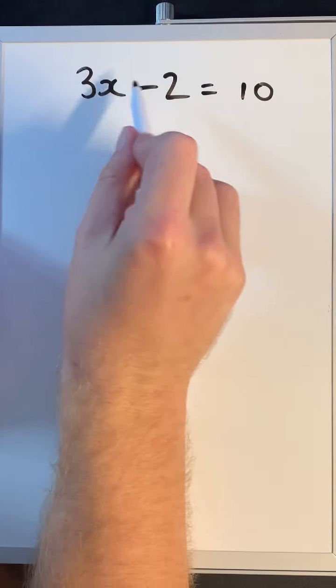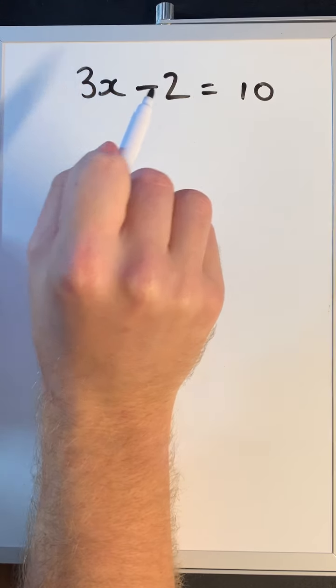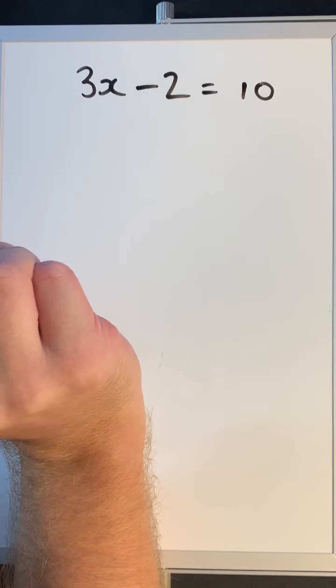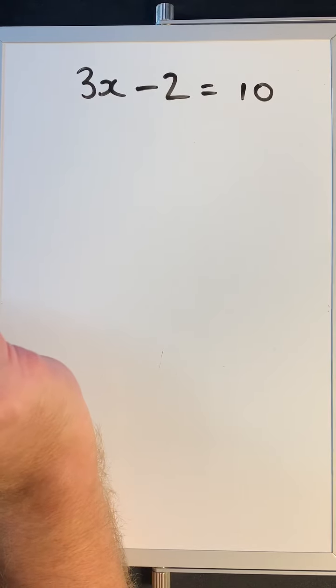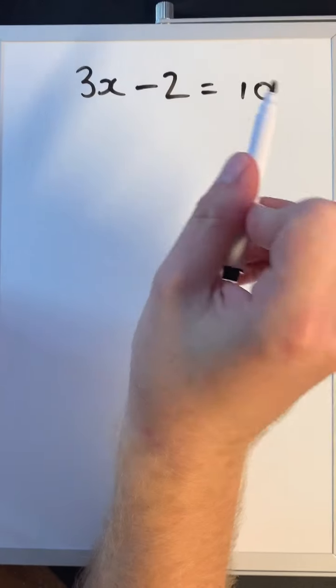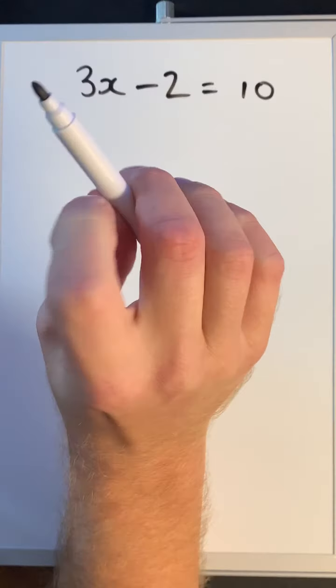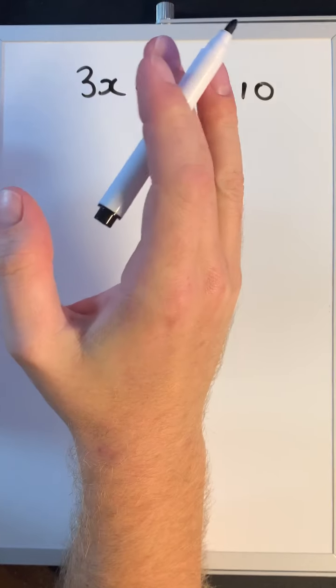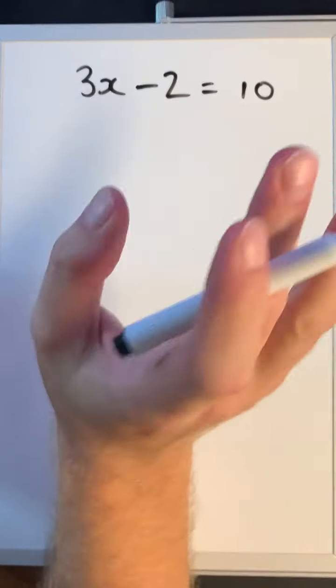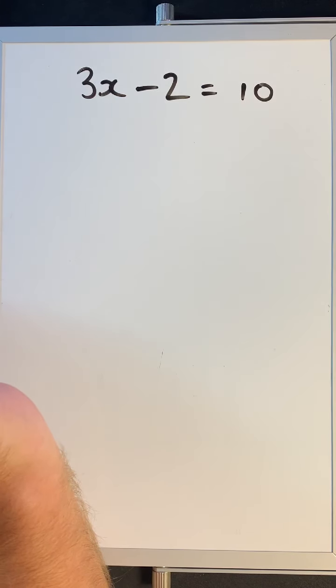And in order to do that, of course, we've got a problem here because we've got a minus 2 on this side also. So we want to get rid of this minus 2 on the left-hand side. Now, remember what we were saying before. Whenever we manipulate an equation, we've got to do the same on the left-hand side as the right-hand side, okay? We've got to be fair to the equation.